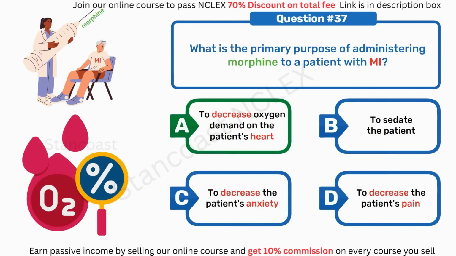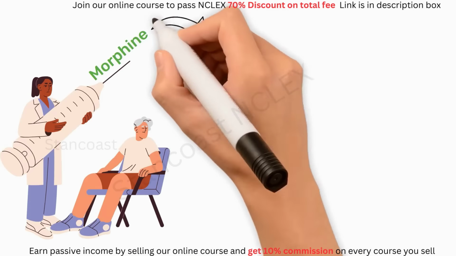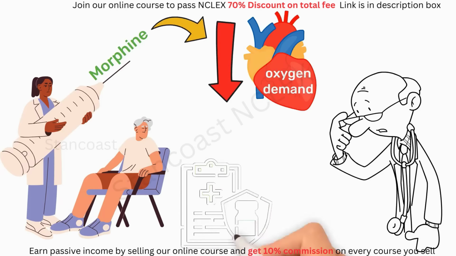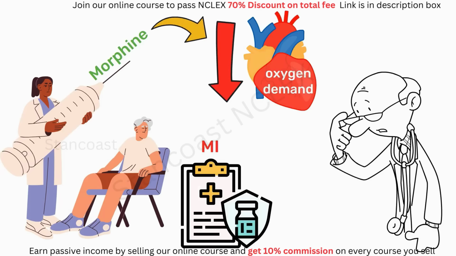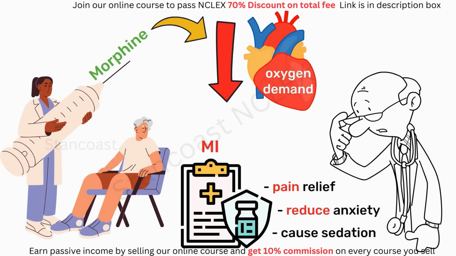Option A is correct here, because the primary reason for administering morphine is to decrease myocardial oxygen demand, which is essential for the management of the MI. While morphine can also provide pain relief, reduce anxiety, and cause sedation, those are not the primary purposes for its use in this scenario.